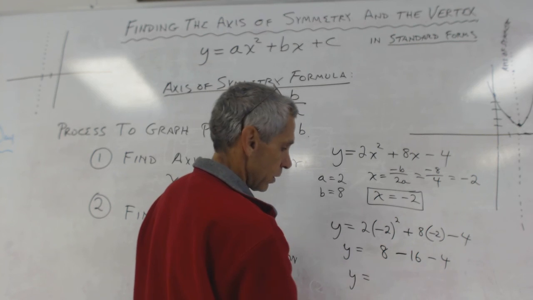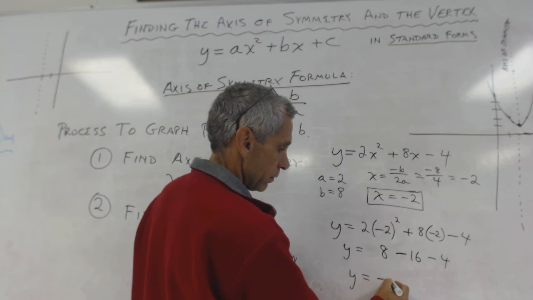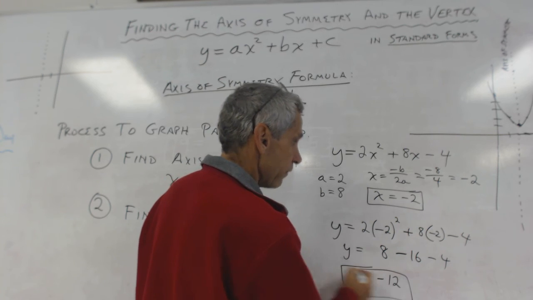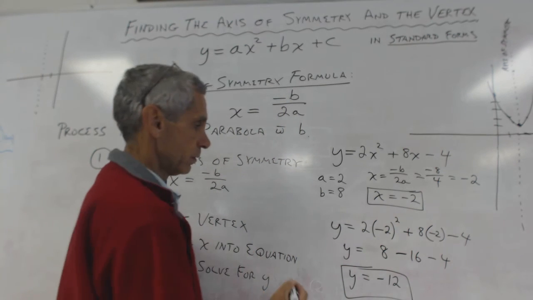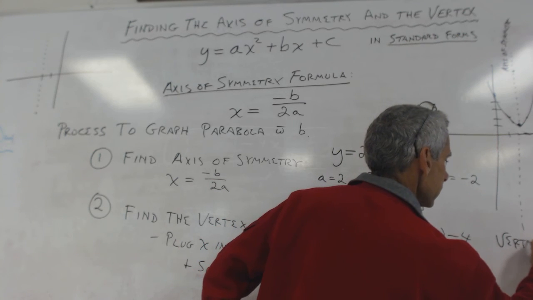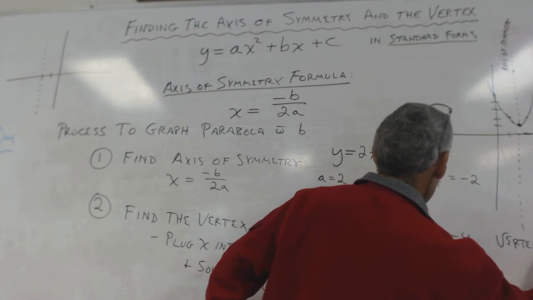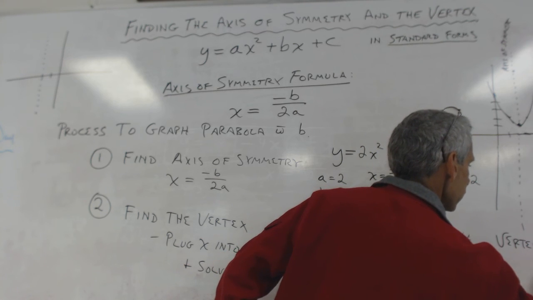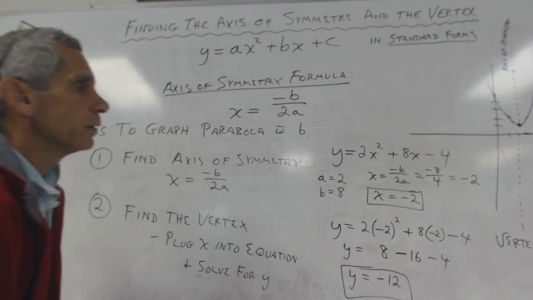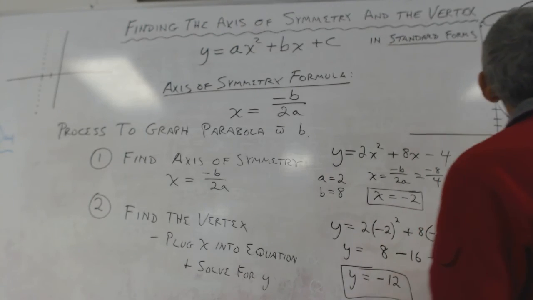Negative 8 and negative 4? Negative 12. So my vertex is what? Negative 2 comma negative 12, sorry. Negative 12. All right, so here, we're going to use this graph.